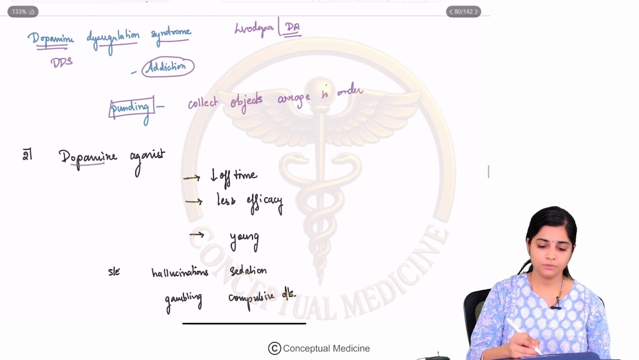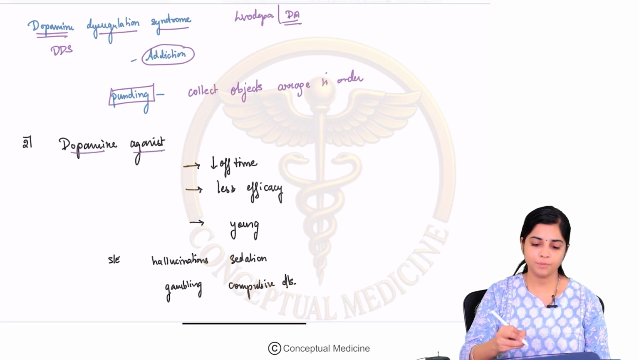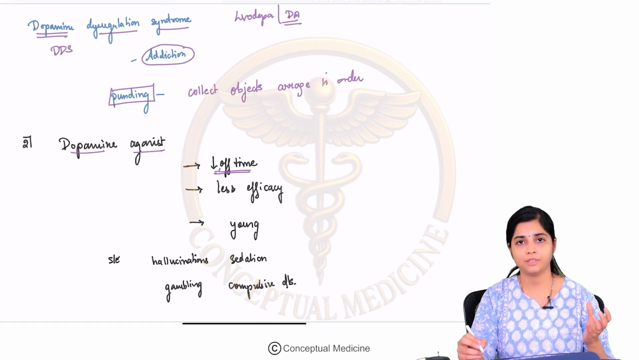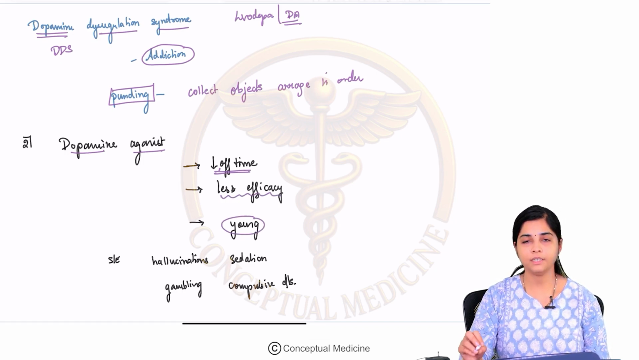Now let us move on to dopamine agonists. Okay. So what is the function of dopamine agonists? Dopamine agonists help in decreasing the off time, right? So they can be combined with levodopa and they help in decreasing the off time. However, they are less efficient and they can be used in young individuals.